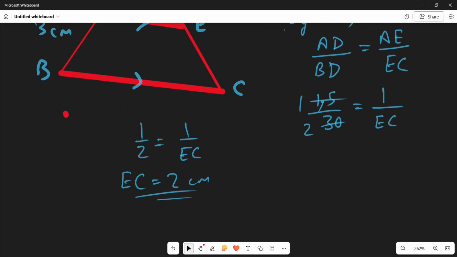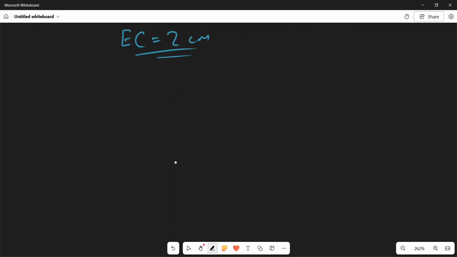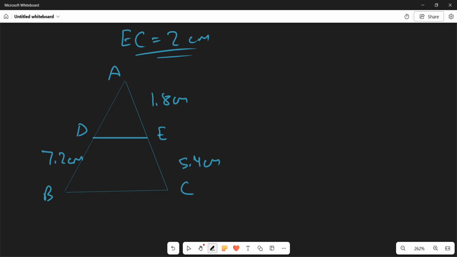Let's try one more question. Again, naming the triangle ADE, B and C. So from here I have AE is 1.8 centimeters, this is 5.4 centimeters and 7.2 centimeters, and I need to find AD.